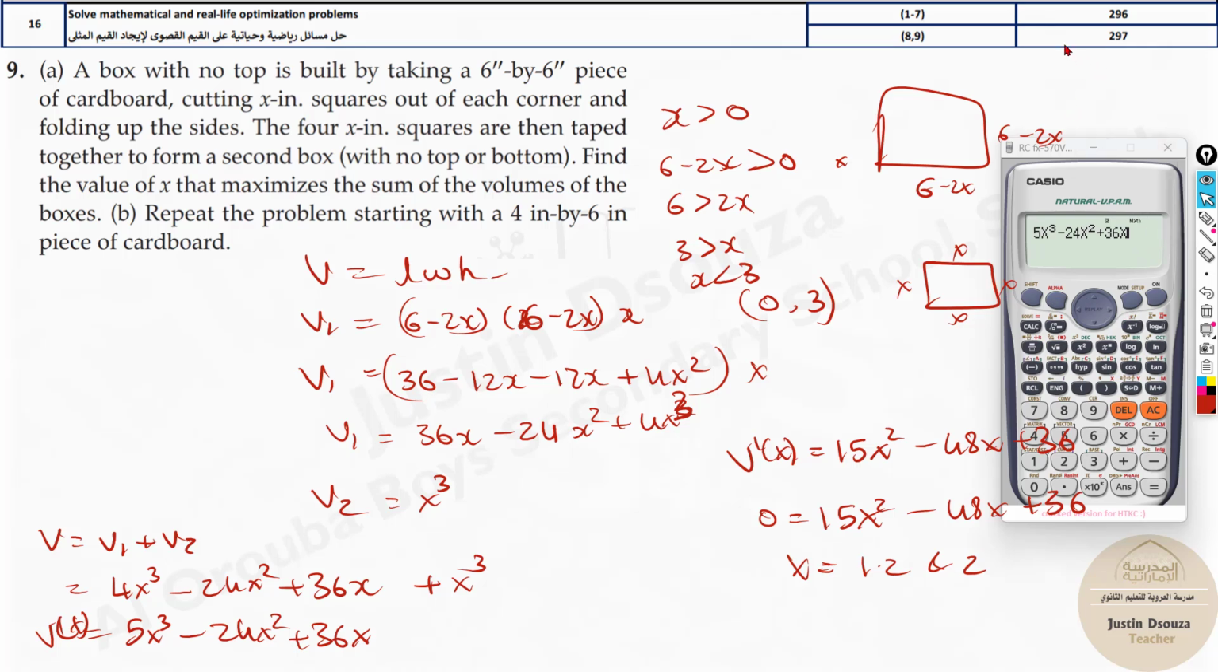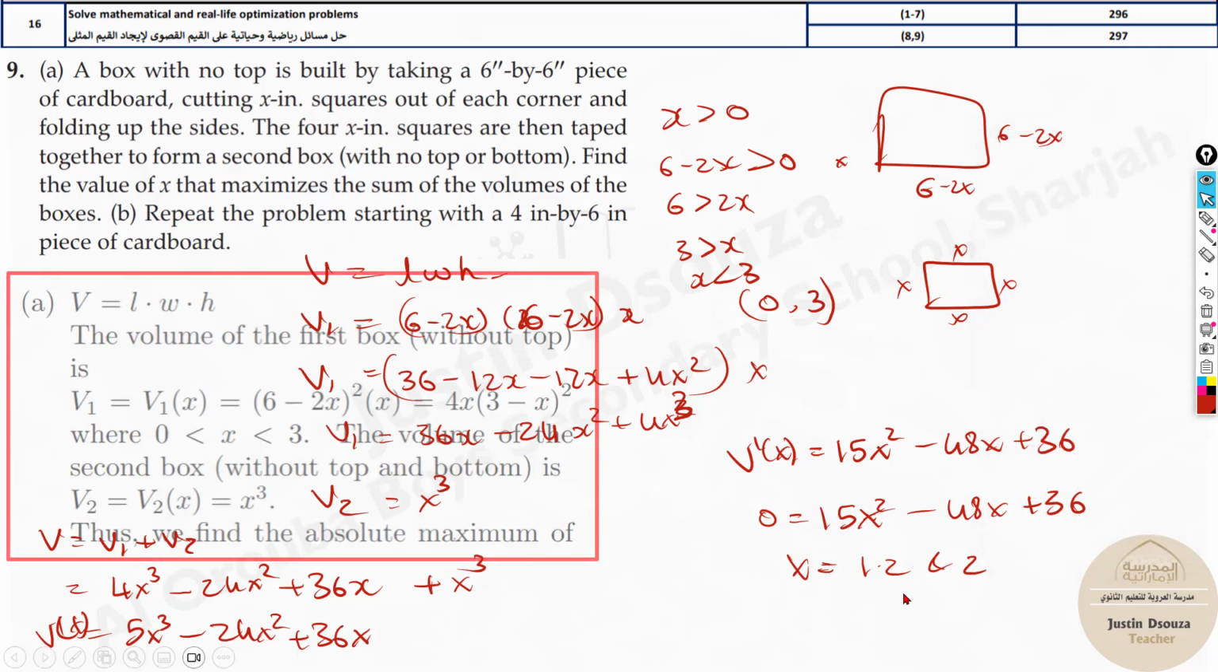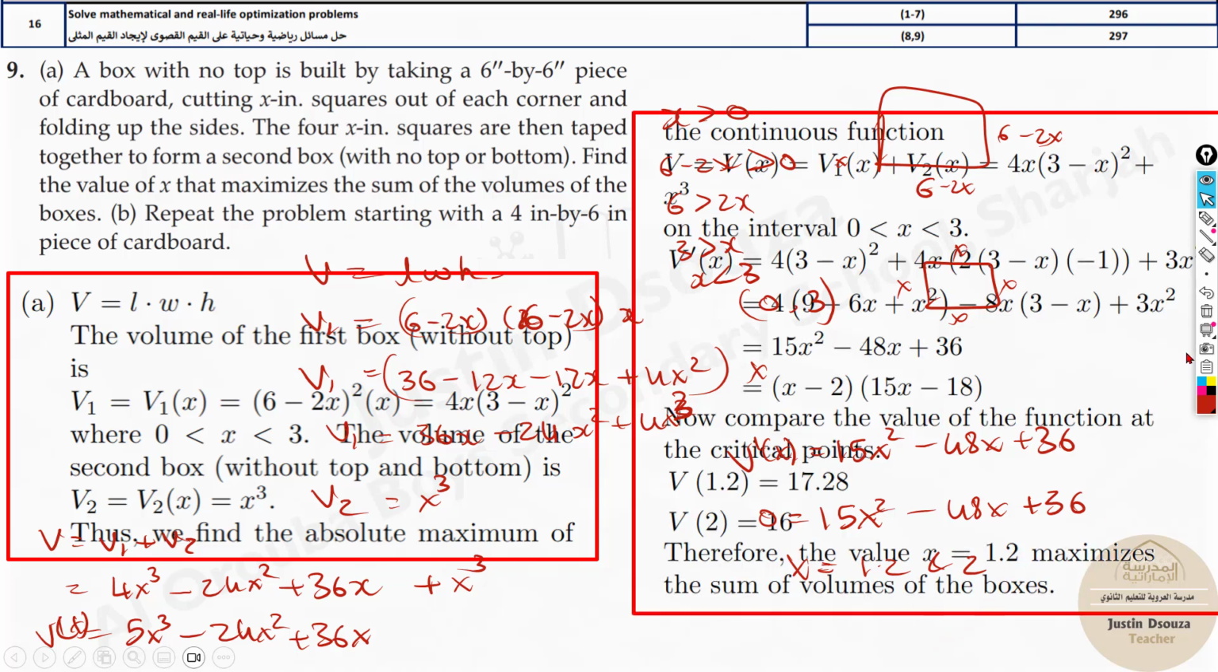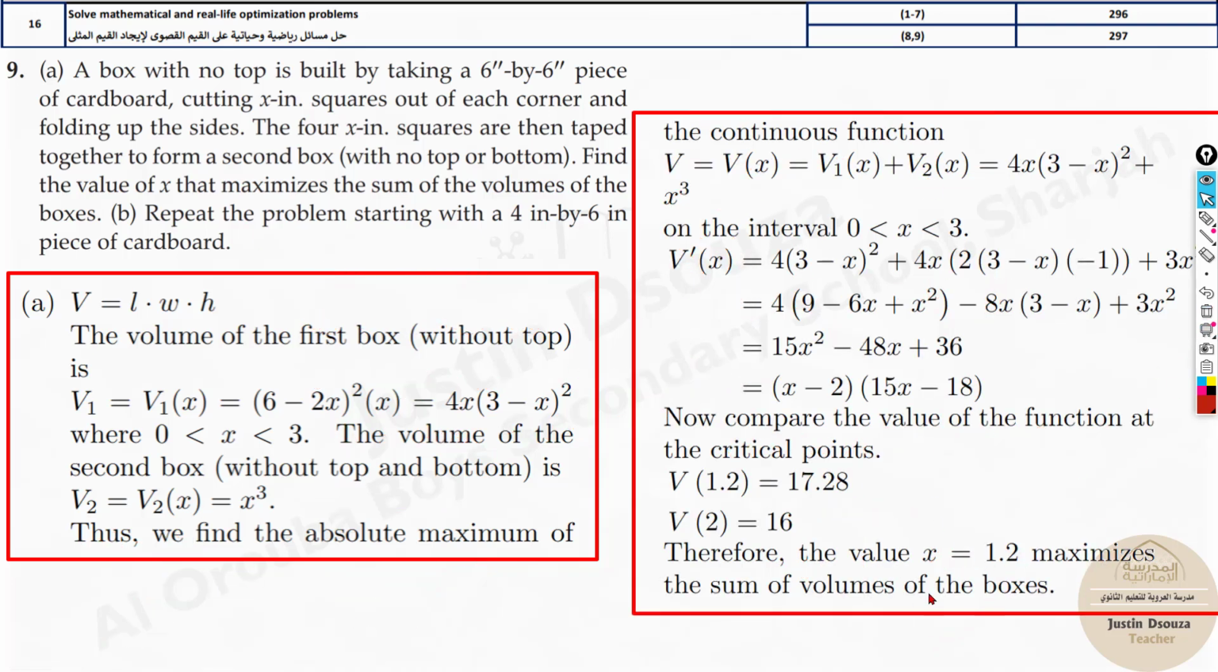Let us do that now. All I did is I put in the sum of the two volumes, this equation, and now I will calculate it at, say, 1.2. What is the answer here? At 1.2, I'm getting 7.28, but check the volume at 2 also. Calculating at 2, I'm getting 16. So which is the maximum volume? Because we are supposed to find the maximum volume, right? It is at 1.2. So when x is 1.2, you will get maximum volume. So you can see over here, all that we did, maximizing at 1.2.